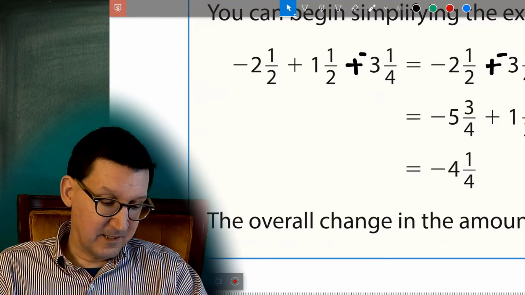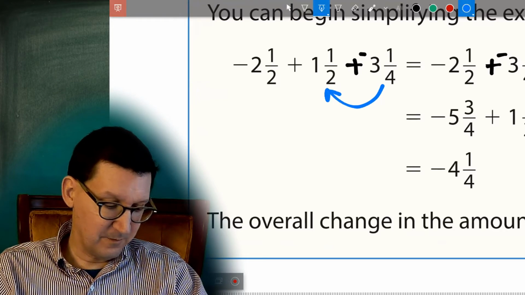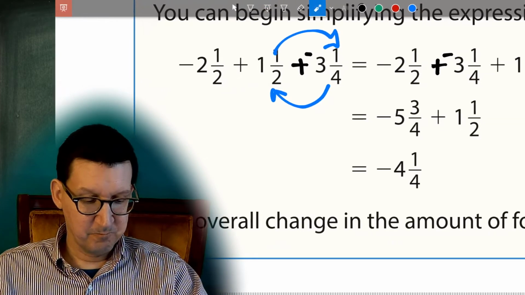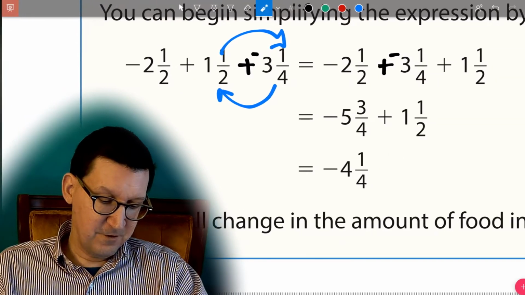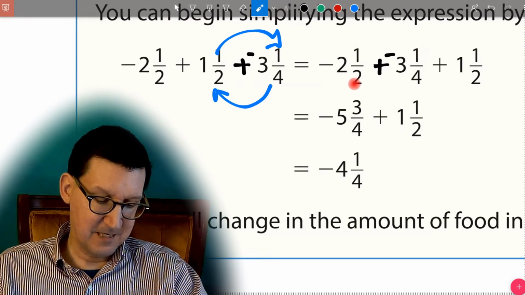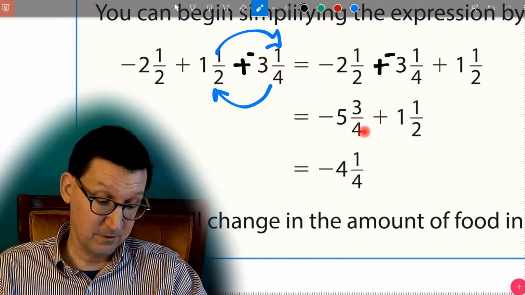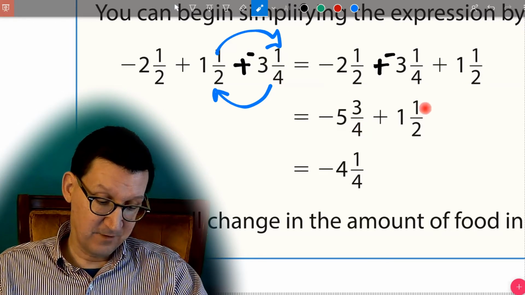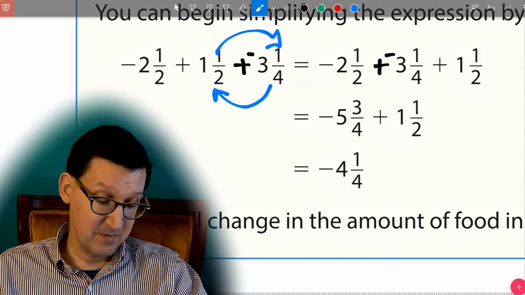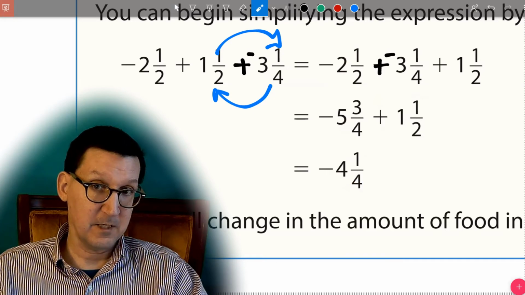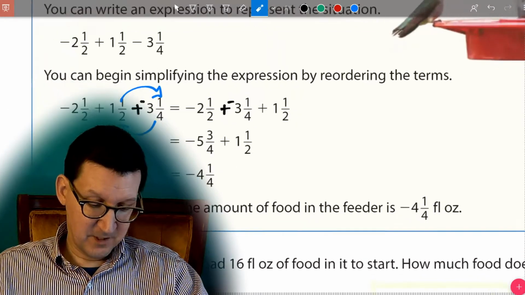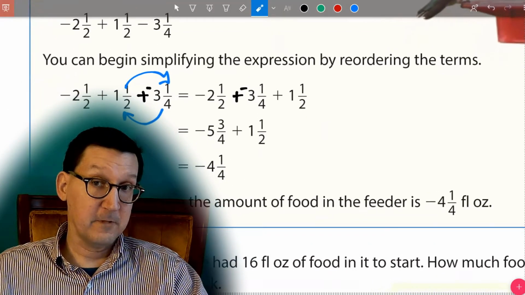So what we've done is we've taken that 3 1/4 and moved it over here and moved that 1.5 back to there. So that gives us that. So we have 2 negatives and 1 positive. So what they're doing is they're adding negative 2.5 and negative 3 1/4, getting negative 5 3/4. Then they take 1.5, just bring that down. So then they're taking negative 5 3/4 plus 1.5, and that gets them negative 4 1/4 because you're subtracting here. So the overall change in the amount of food is 4 1/4 fluid ounces.